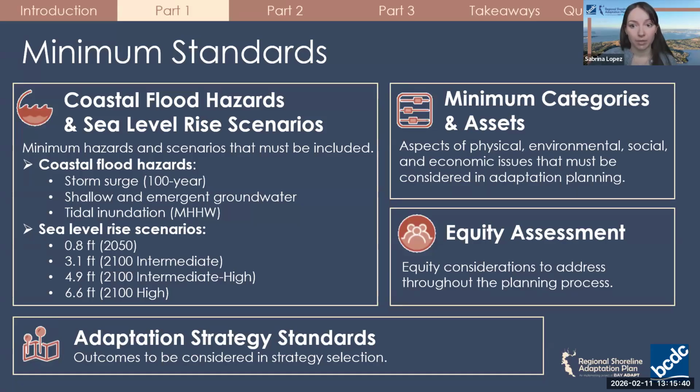Third is the equity assessment. This ensures plans evaluate impacts on vulnerable populations and integrate equity throughout the planning process. Finally, are the adaptation strategy standards. These guide the selection of strategies that are practical, effective, and promote long-term resilience. Taken together, these standards maintain consistency across jurisdictions, establish a regional baseline, and ensure that plans are scientifically sound, equitable, and actionable.